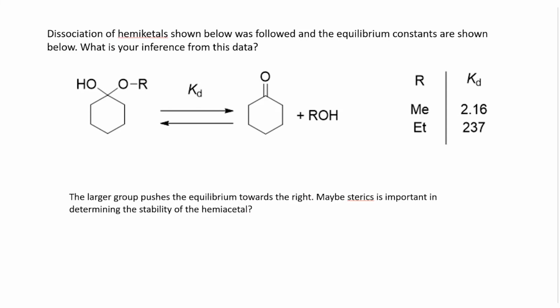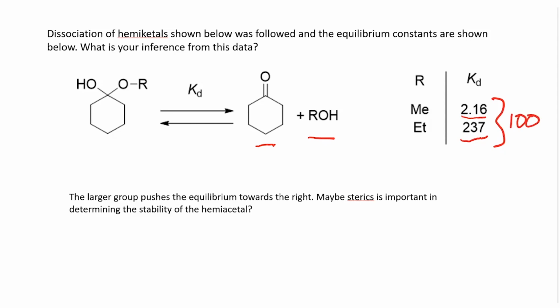So here is an example of a hemiketal. So this is a ketal derived from cyclohexanone. And so this hemiketal is in equilibrium with the ketone as well as the alcohol. If I measure the equilibrium constant, then the value that I get for the methyl compound is 2.16, whereas for the ethanol derivative, I'm getting 237. So this difference is about 100-fold, approximately.